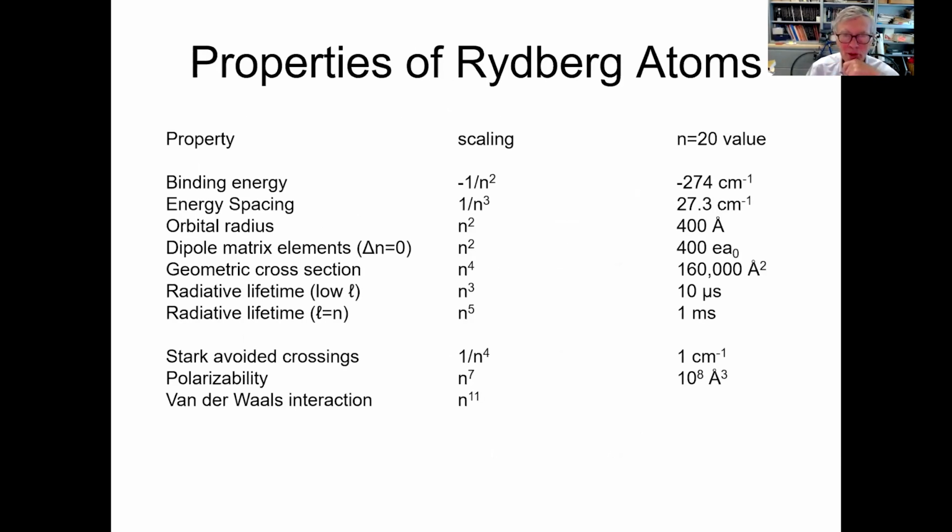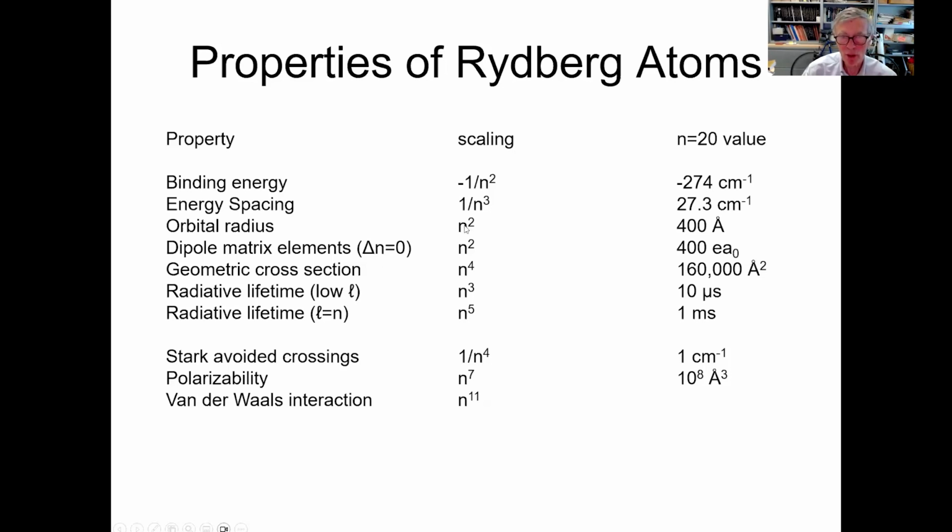So the properties of the Rydberg atoms pretty much scale with the principal quantum number. And I would like to just hit a few of these. We've already noticed that the binding energy scales as 1/n squared. So the spacing between the levels is just the derivative of that. It's 1/n cubed. The orbital radius we've already seen is n squared.